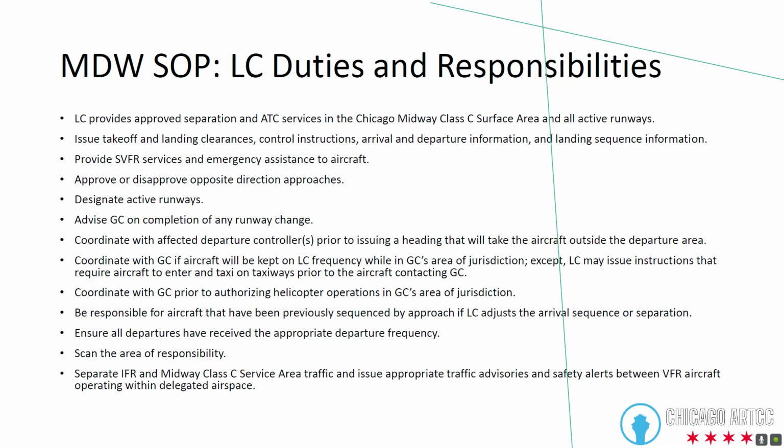Coordinate with ground control prior to authorizing helicopter operations in ground control's area of jurisdiction. Be responsible for aircraft that have been previously sequenced by approach. If local, adjust the arrival sequence or separation. Ensure all departures have received the appropriate departure frequency. That's why we would say Southwest 1 contact Chicago departure 119.0 after their takeoff, so that we are sure that they have the departure frequency, especially during events when we have multiple frequencies up.